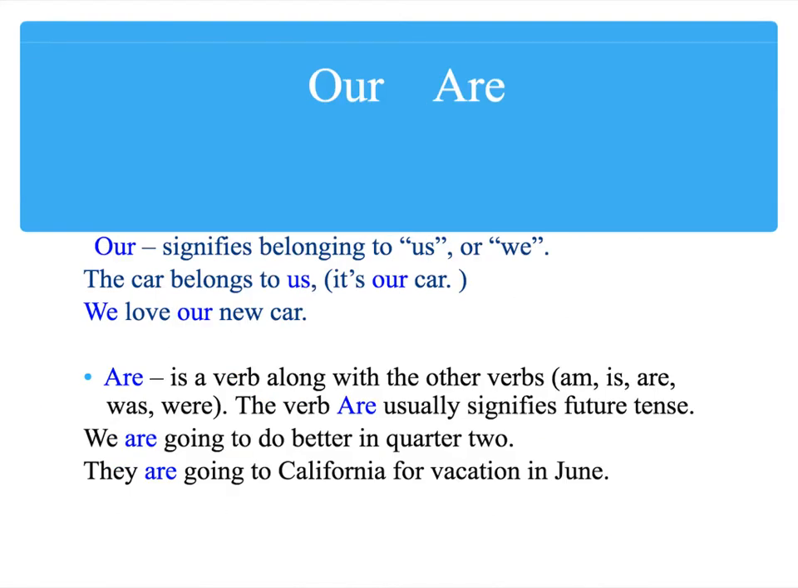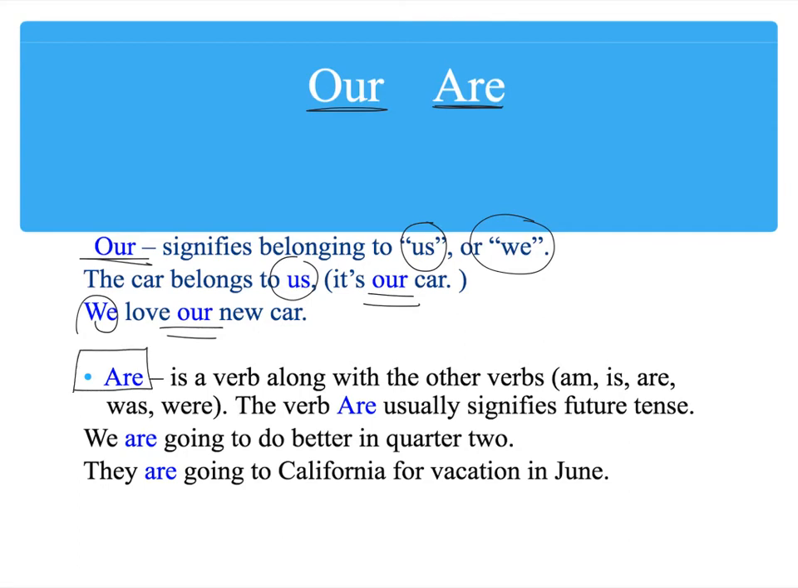And now we're moving on, and we have two new words this week, our and are. And our sounds different than are. Our signifies belonging to us or we. The car belongs to us, therefore it is our car. We love our new car. All right, so our signifies belonging to us or we. The car belongs to us. We love our new car. It's our car.